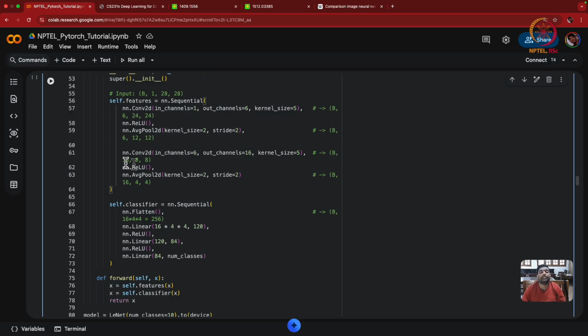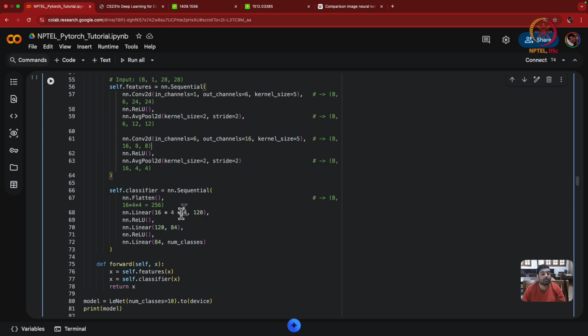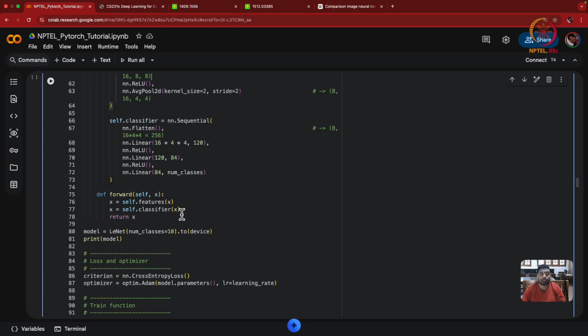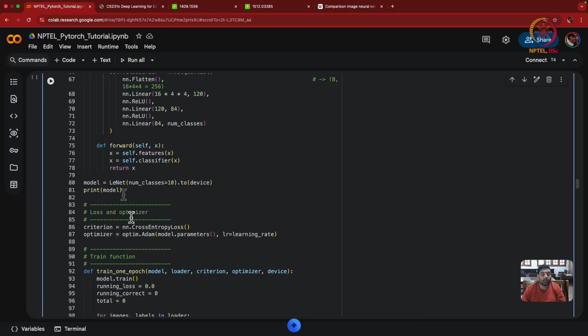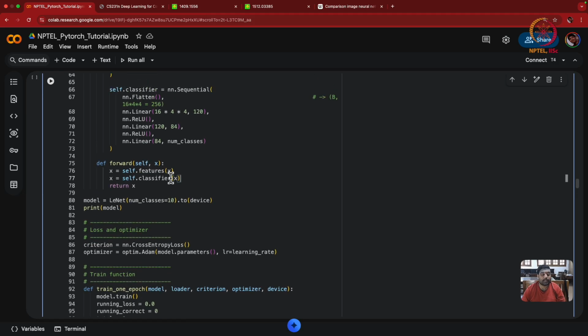You can pitch in as many convolution layers as you want, to an extent; I'll tell you there is a small caveat over there. Then you write the forward method. First you get an input, and first you get the features, that means passing it through this particular code. Whatever is the output, you pass it through the classifier. This is the classifier head, and this is the feature extractor.